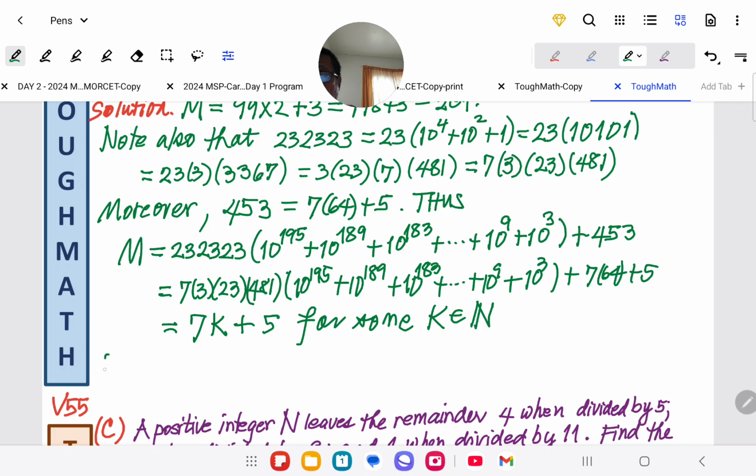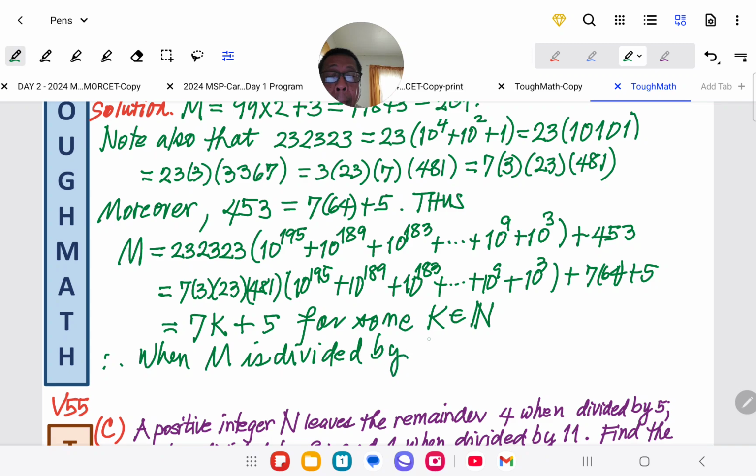Therefore, when m is divided by 7, the remainder is 5. Okay.